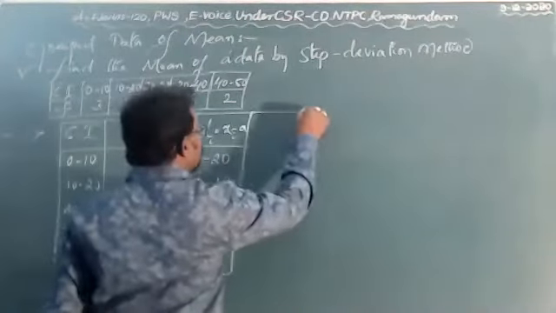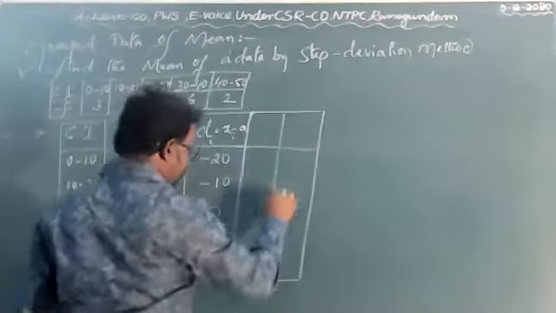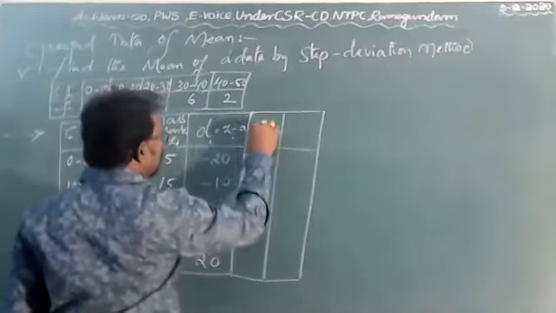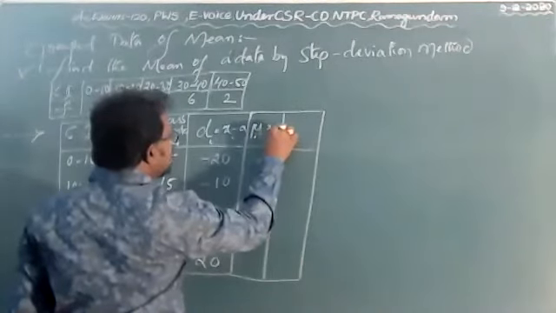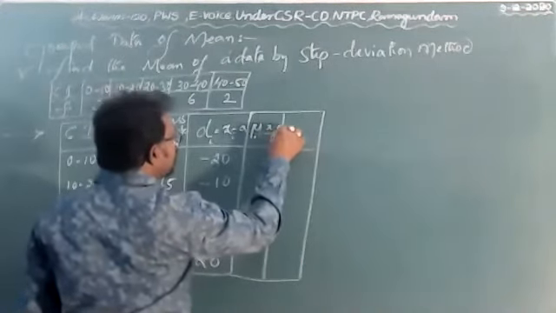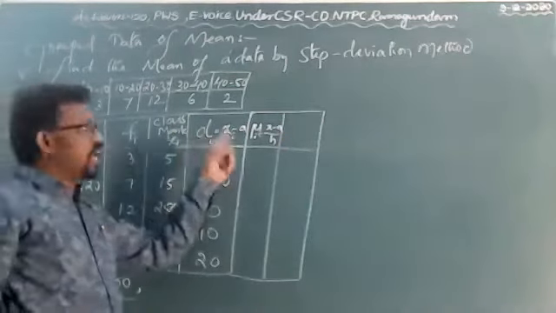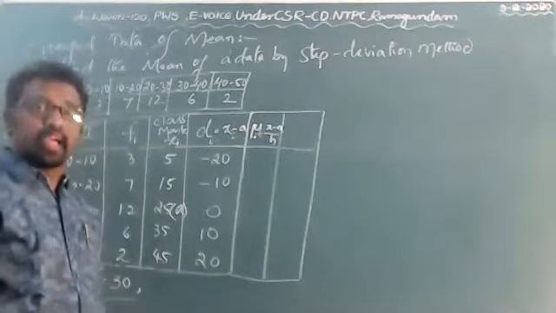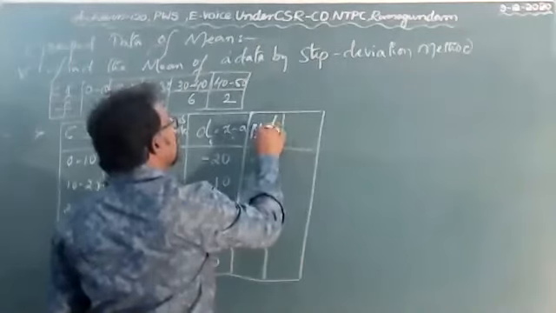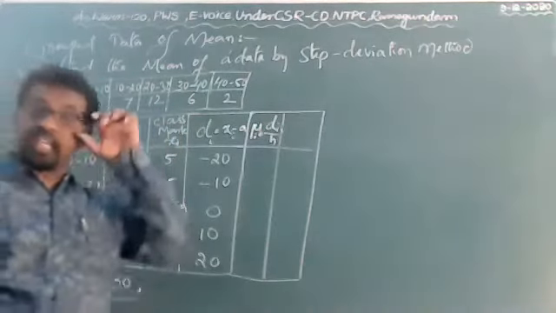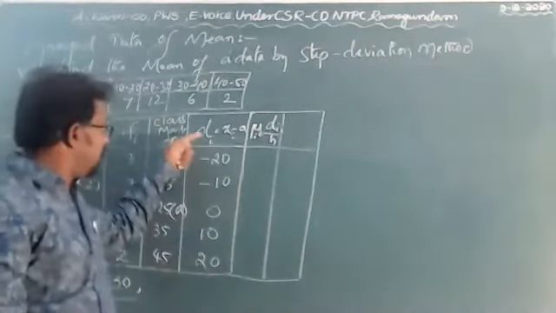That is mu. Mu is nothing but mu i. Otherwise, x minus a by h is the formula. Otherwise, d by h we can also call it. We write d here because we already know d is the deviation which we have here already.